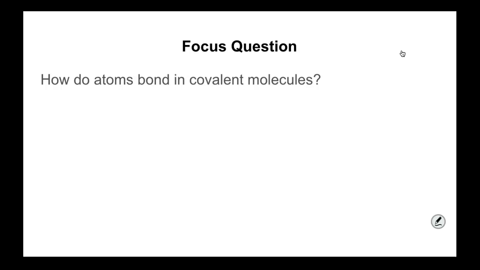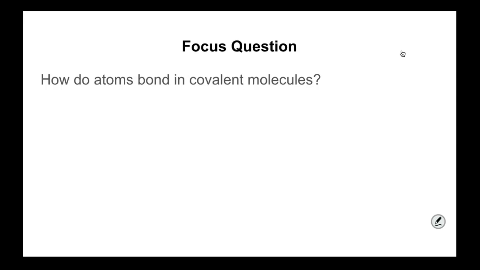If you remember last module, we talked about ionic bonding, where metals would give electrons and nonmetals would take electrons, and because of that, charges formed. So there would be an attraction between a positive cation and a negative anion, and that would hold the atoms together in an ionic compound. That would be our type of chemical bond.